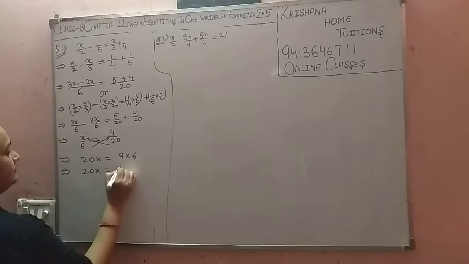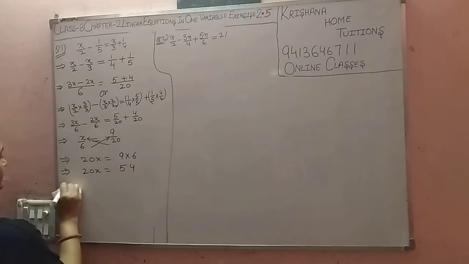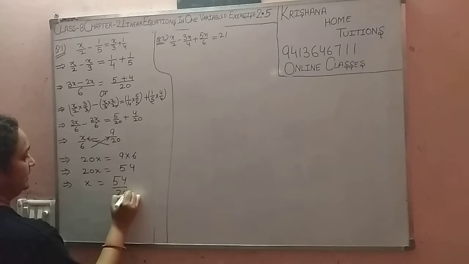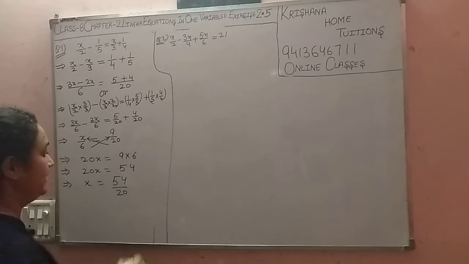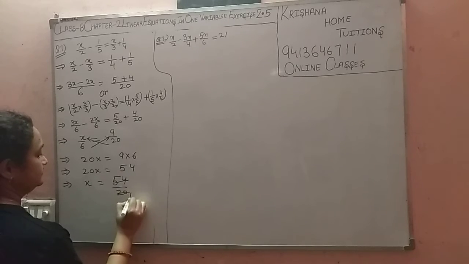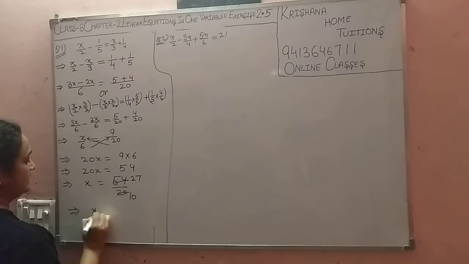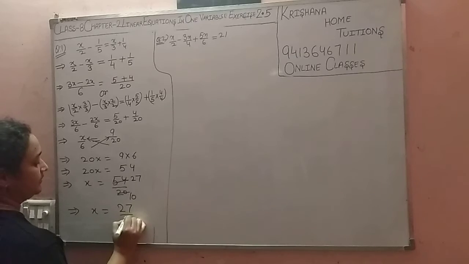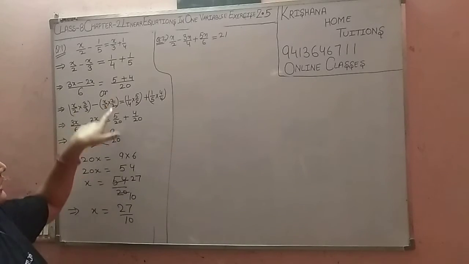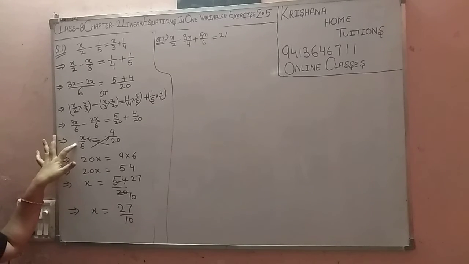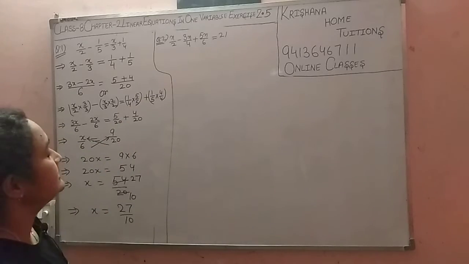20x is equals to 54. x is equals to 54 divided by 20. This number is cancelled out by 2. So what is the value of x? x is equals to 27 upon 10. Whichever method you find easy, you can do it by that method. So till here we are reducing the exercise. Now come to the next question.